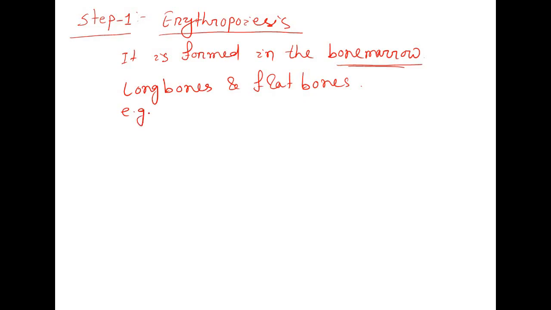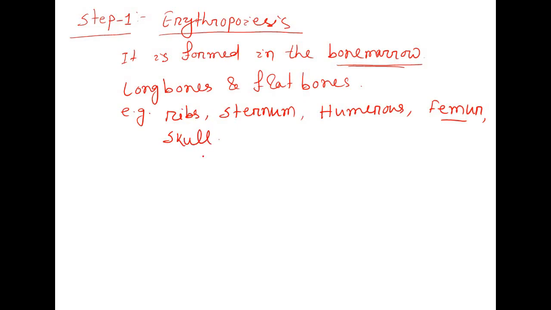Example: ribs, sternum, humerus, femur, also skull. These are the regions where RBC are produced. Now how this process occurs?